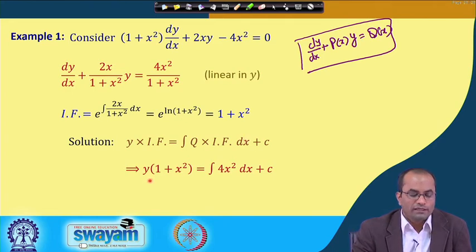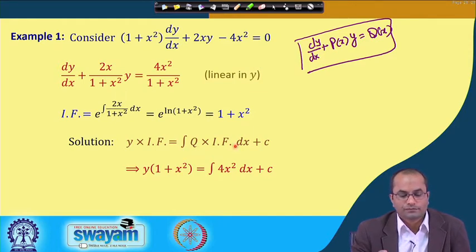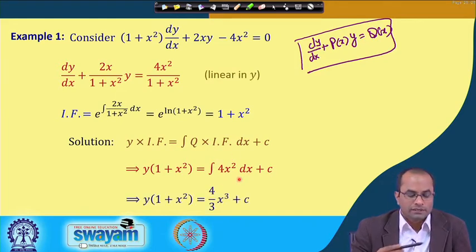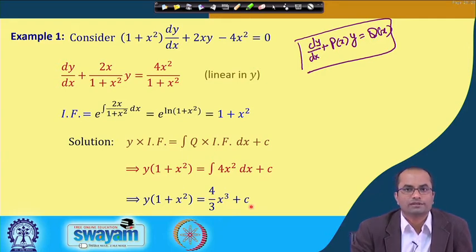So here, y into the integrating factor, that is 1 plus x square, is equal to the integral of q, which is 4x square divided by 1 plus x square. So this 1 plus x square will be cancelled out with the integrating factor. We will get the integral of 4x square dx plus c. And now, 1 plus x square into y is equal to 4 by 3 x cube plus a constant term c, and that is the solution of the given differential equation.